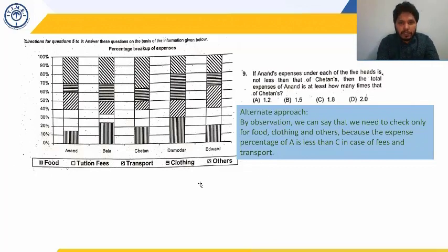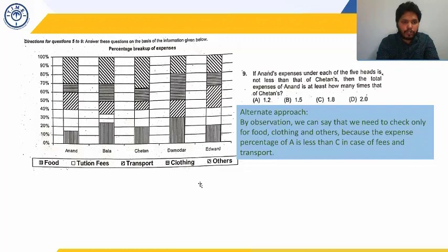Even if Anand's and Chetan's expenditure is equal, for example, Anand spent 100 rupees on total expenses and Chetan's total expenses is also 100 rupees, then what is Anand's expenditure on tuition fees? 25, and Chetan's expenditure on tuition fees is going to be only 20. So Anand's is greater than that of Chetan. So even if they are equal, that means A is equal to 1 into C, that factor is 1, then also Anand's expense comes out to be more than that of Chetan. And so our answer is more than 1. So obviously 1 should not be the answer.